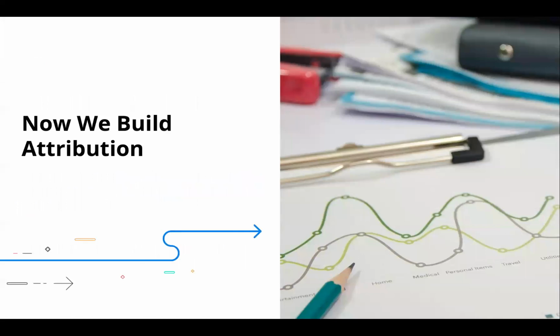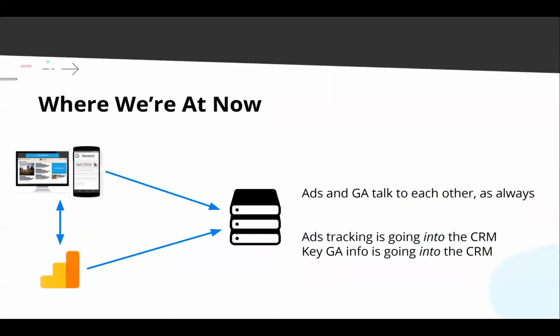You've taken the client ID for Google Analytics, you've stored it, and you passed it into the form, into the CRM, just like you did your other parameters. Once you have that, then you can build the attribution that closes the loop on this analytics. So let's just take a quick recap before we move forward. What have we done so far?